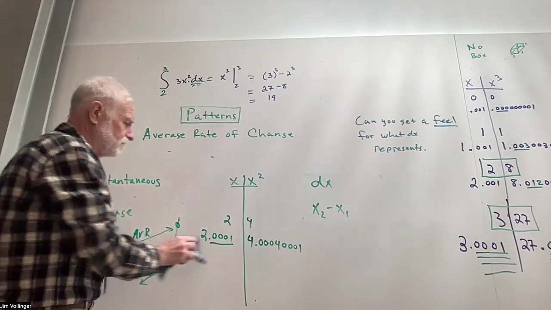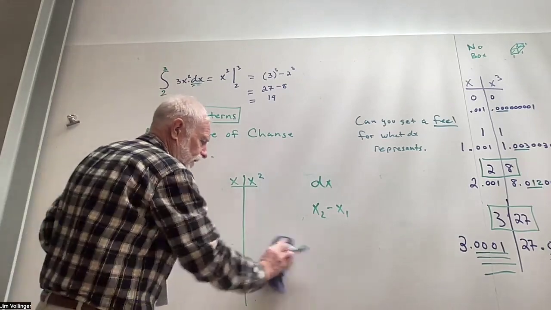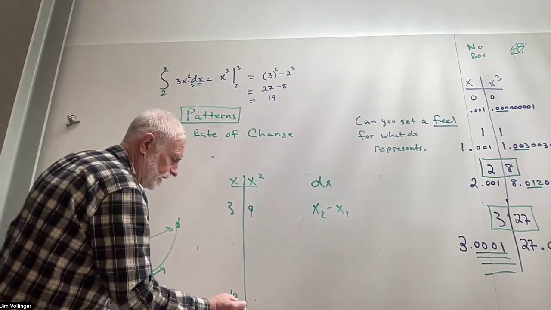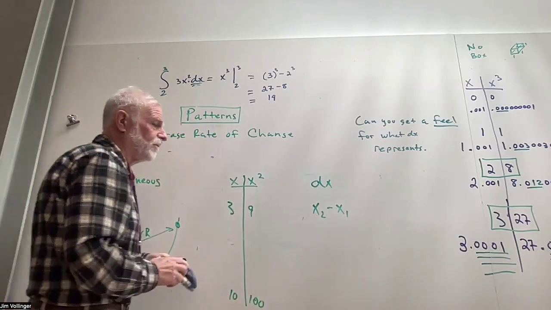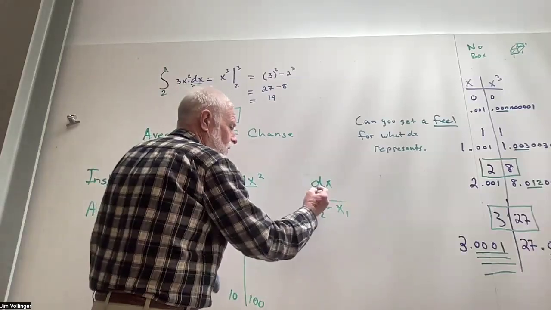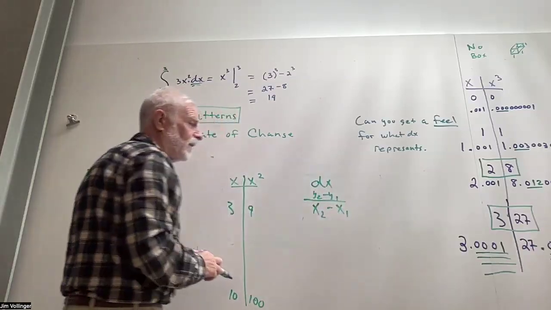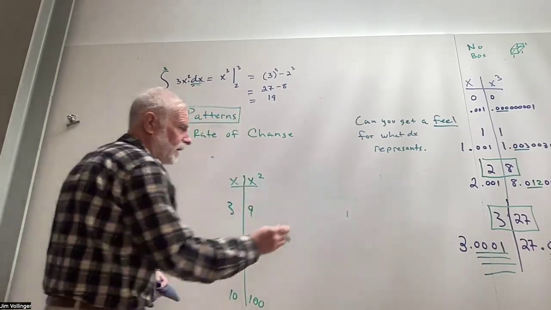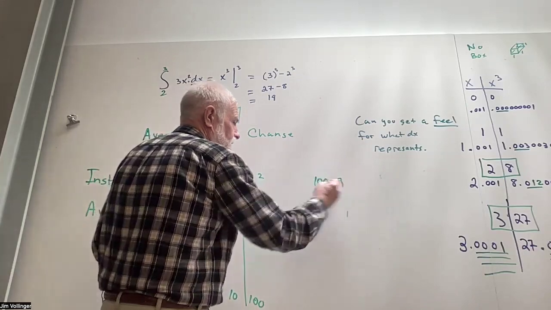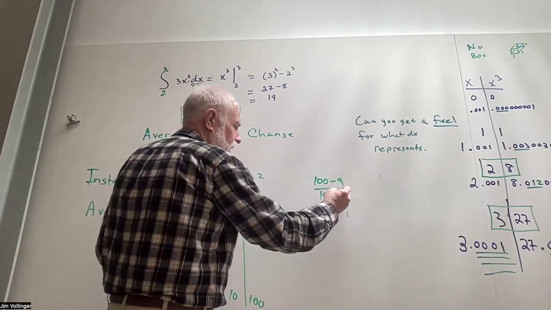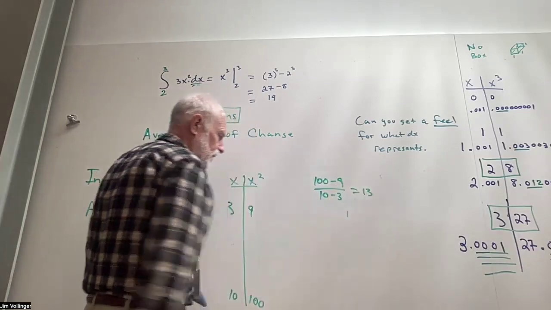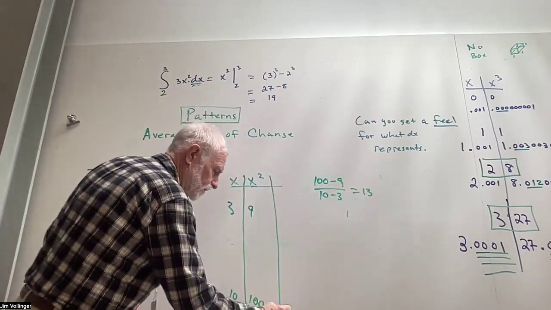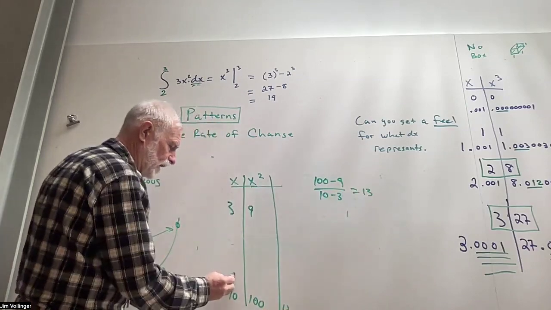And let's start with average rate of change. 3 gets me 9. 10 gets me 100. What's the average rate of change? x2 minus x1, y2 minus y1, that's how we compute change. Well, 100 minus 9 divided by 10 minus 3 actually is 13. So why don't we just talk about the rate? 13 to 1.